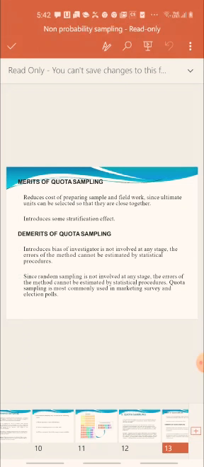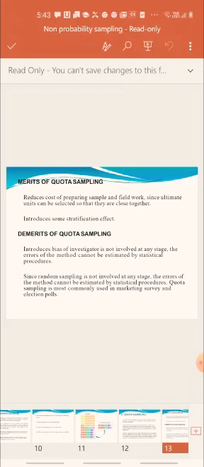Since ultimate units can be selected so that they are close together. It also introduces a stratification effect. Stratification effect means you are applying some random element to it, that you are not going by convenience or judgment, you have applied some technique to it, you have stratified the population. So, demerits of quota sampling. Okay, first, let me go by one more example. For example, a researcher wants to stratify the population of different scooter owners in a city.